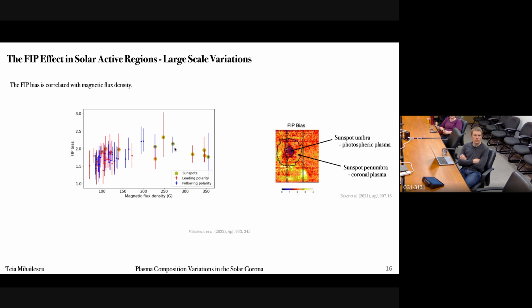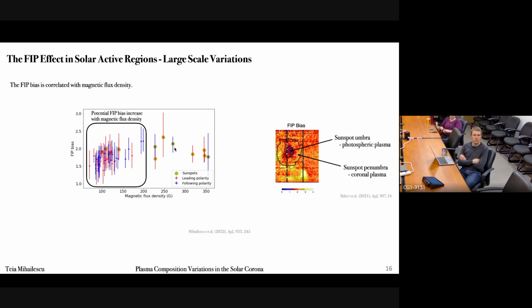We also found a correlation between the FIP bias and the magnetic flux density. So this plot is showing the FIP bias as a function of magnetic flux density. There seem to be two sort of populations in this plot. Below about 200 Gauss, we see a potential increase of the FIP bias with magnetic flux density.